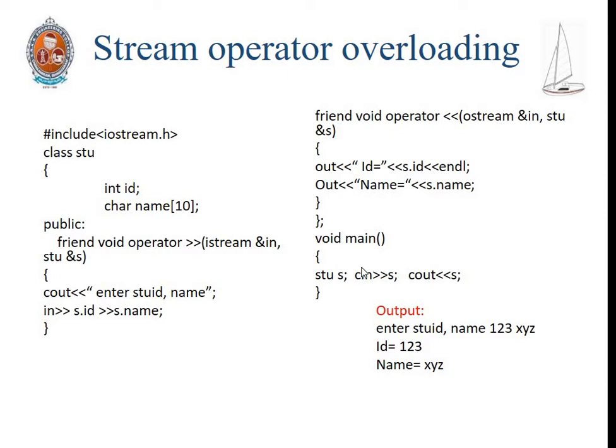So this is the example, and here you are creating an object for the class student, and by the statement cin greater than s, you will invoke this function. cout less than s means you will invoke this function. And this is the output for this example.